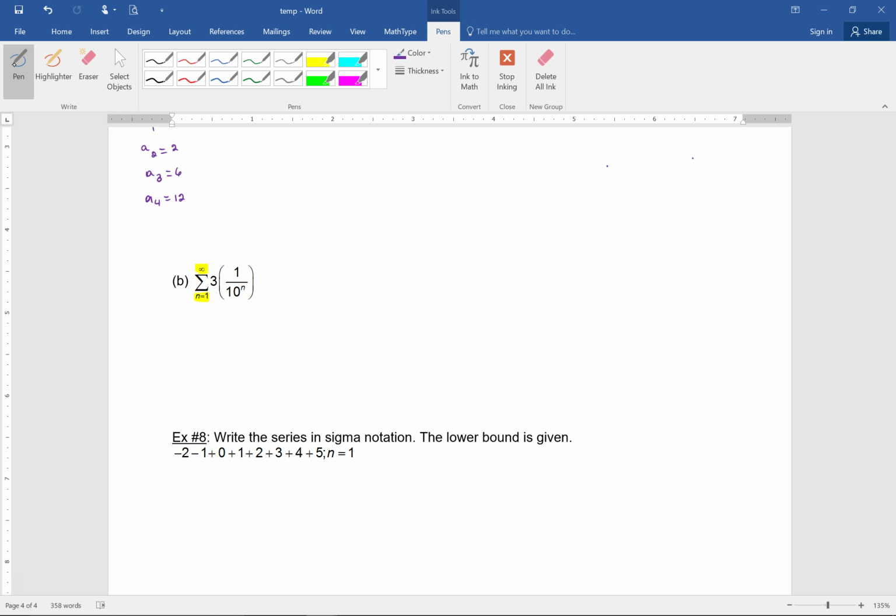It's all about patterns. So here's what we're going to do. Let's see what A1 is. A1 is 3 times 1 over 10, right? Which is 3 over 10. Now, A2 is 3 times 1 over 10 squared, which is 3 over 100. A3 is 3 over 1,000. A4 is 3 over 10,000. So you already see a pattern emerging, right? The next one is going to be 3 over 100,000, 3 over 1,000,000, and so on and so forth.